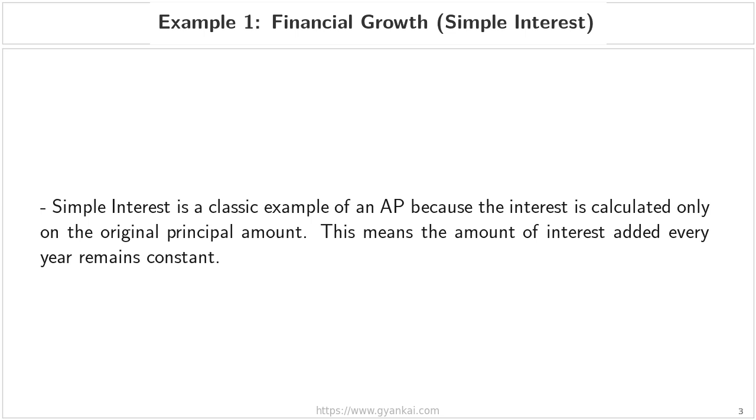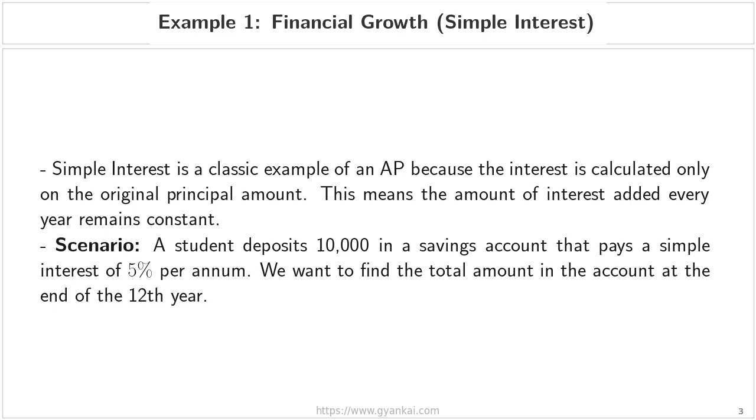This is because, with simple interest, the interest is calculated only on the original principal amount, the initial money you put in. Because that starting amount never changes, the actual dollar amount of interest added to your account every single year remains constant. Whenever you see a constant amount being added, you know you are dealing with an arithmetic progression.